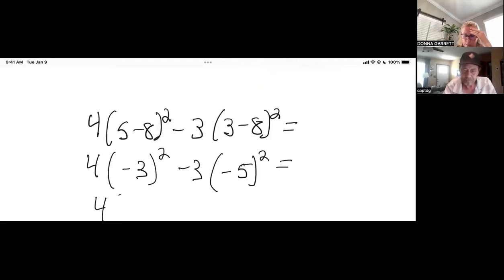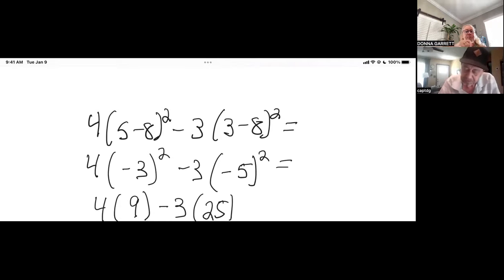So 4 times, okay, -3 times -3 is 9. Minus 3 times -5 times -5 is 25. 9 times 4 is 36. Minus 3 times 25 is 75. And then if I subtract them, which I'm going to do here by hand, I get 39.